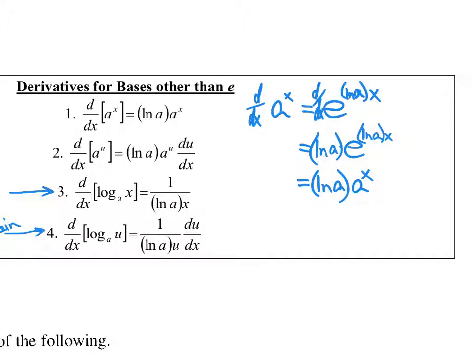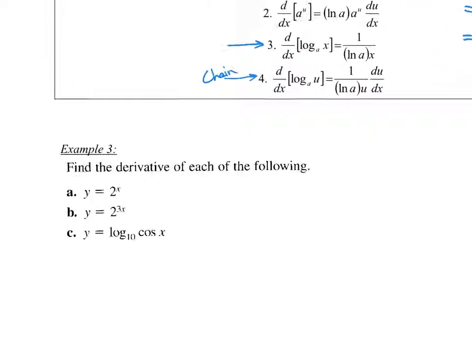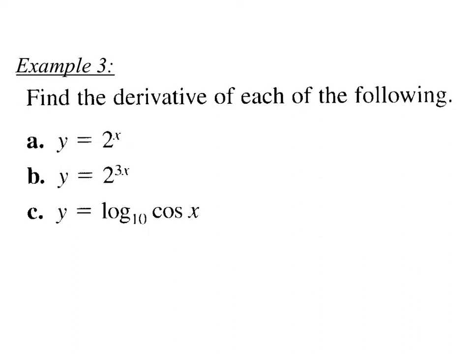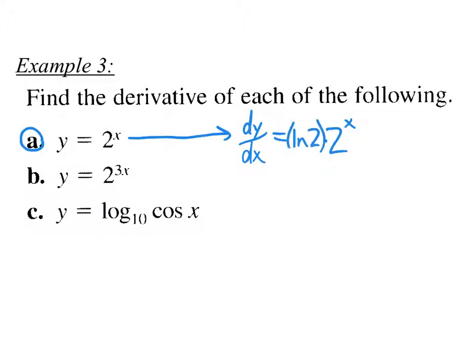And then of course number 2 is the same thing, just now we also have the chain rule on top of it. So let's try a couple of these just for some practice. Part A, the base is 2. So if I'm finding dy/dx, I write it down identical to how it is, 2 to the x, but then I multiply it by ln of the base, 2. So it's going to be ln of 2 times 2 to the x.